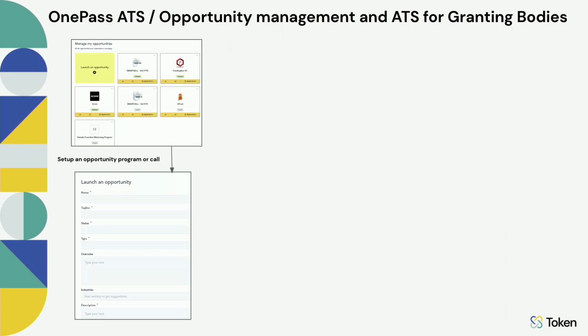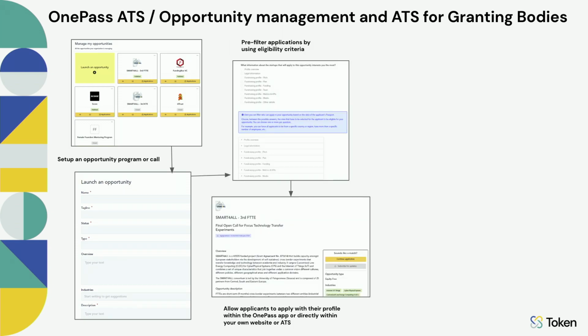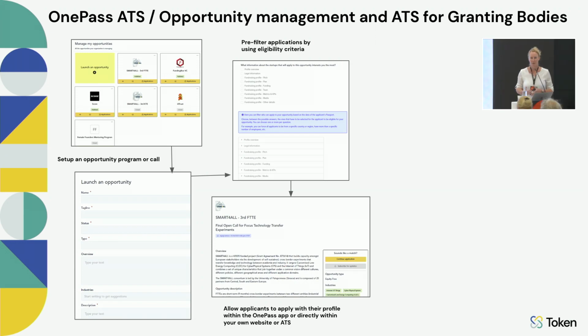Here I'll show you the workflow as it appears in the application. You can manage all of your applications. You can launch an application. We have the ability to pre-filter applications based on eligibility criteria. So you can say what eligibility criteria you need in order to select applicants for your funding application. This can be maybe country, or the size of the company, etc. Whatever the eligibility criteria are.